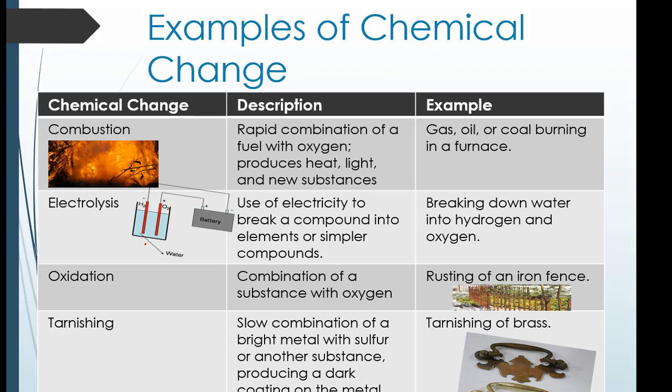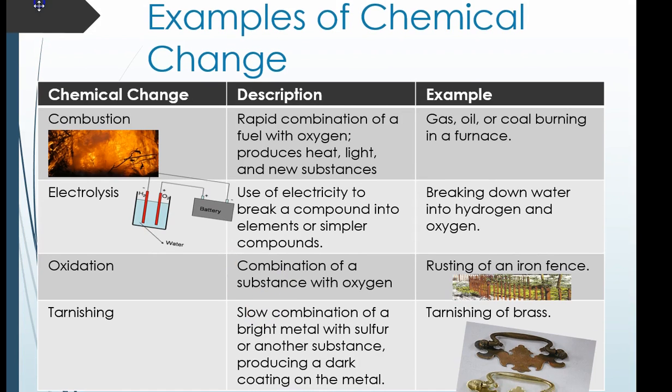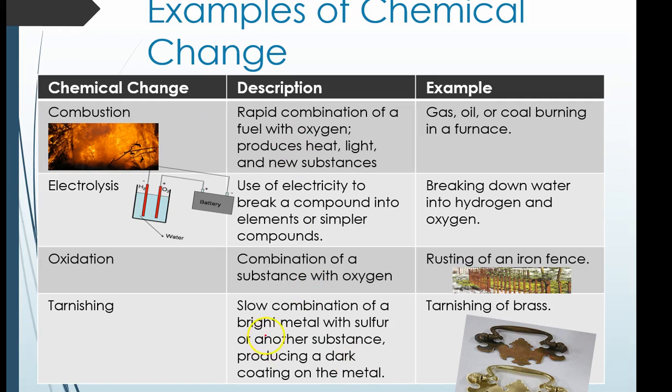Oxidation, this is where, for instance, a specific metal combines with oxygen over time to produce rust. That is a chemical change. Lastly, tarnishing. Brass, silver, any of those pretty shiny metals are going to tarnish. Does gold tarnish? No, that's not a chemical property of gold. What happens is that sulfur combines with that metal to create that black tarnish that we see, and that is a chemical change.